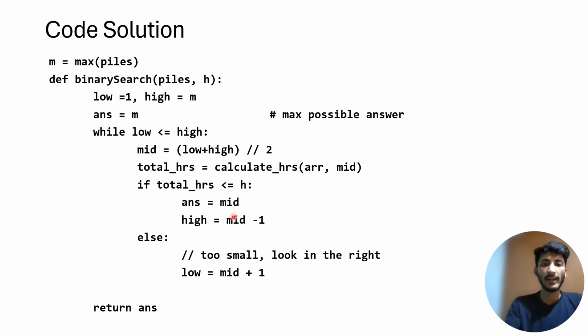And if I have not found total hours which is less than or equal to h, I'll increase my low to mid plus 1. That is why the else part is over here, and in the end I just need to return the answer.